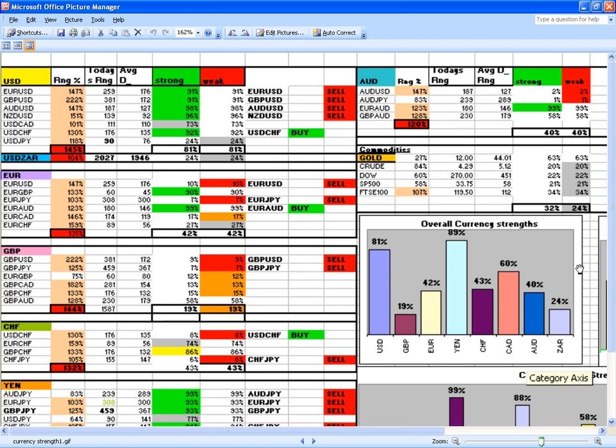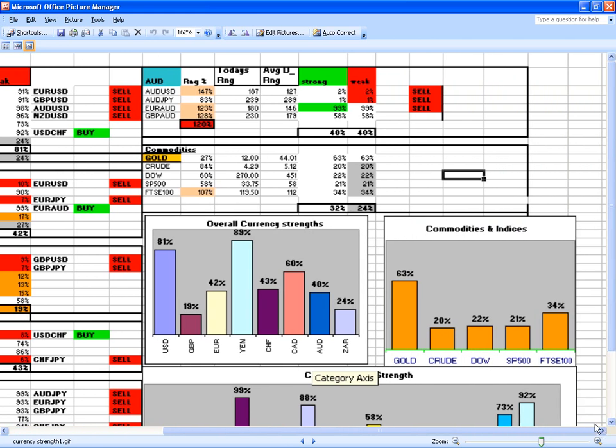All this information here is displayed in these graphs over here, which depict the current overall strengths of the currencies. So as we can see here, the strength of the US dollar is 81%. The pound, which is very weak, is sitting at 19%. And the yen, which is also very strong, is sitting at 89%.